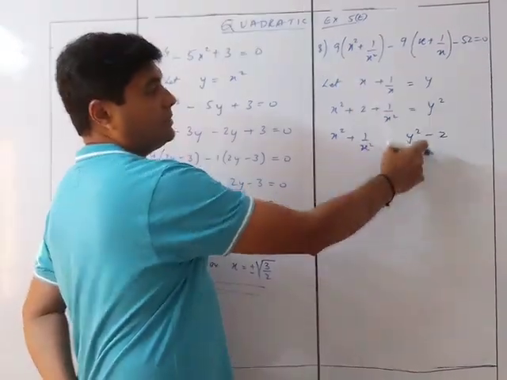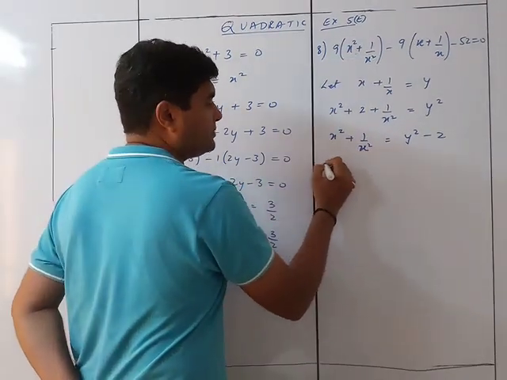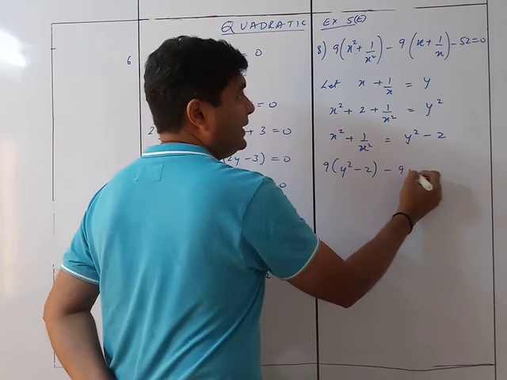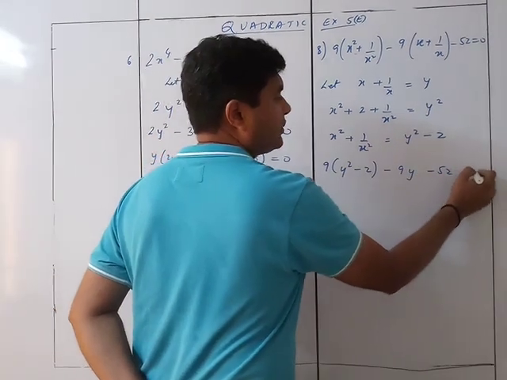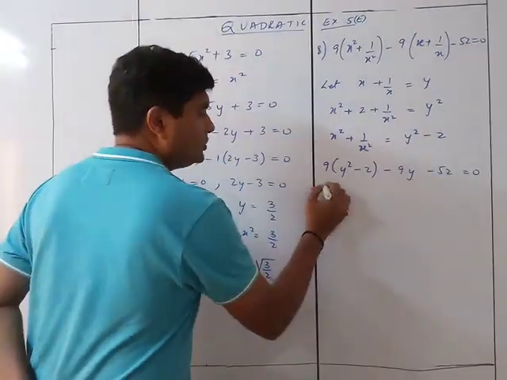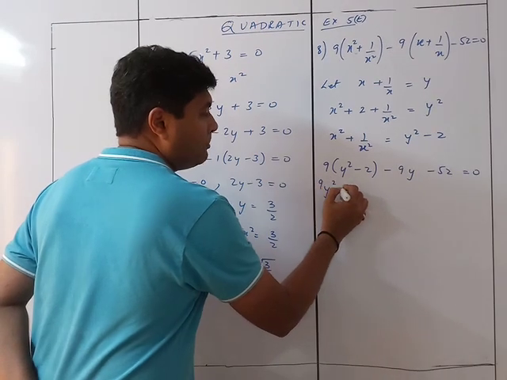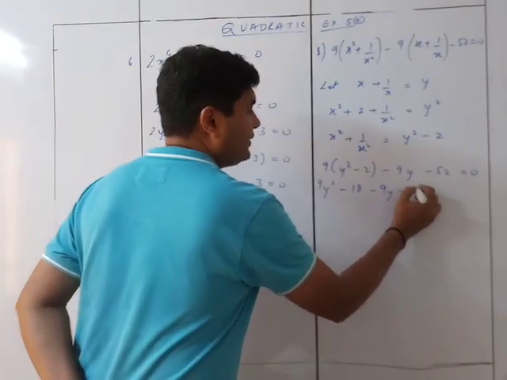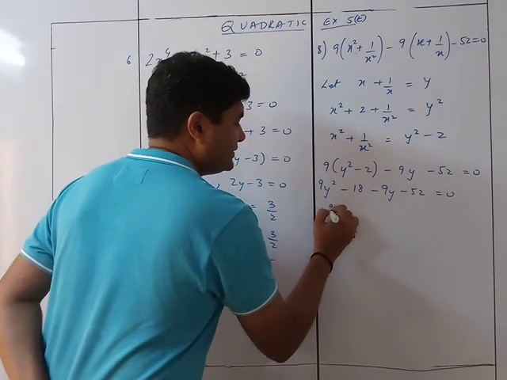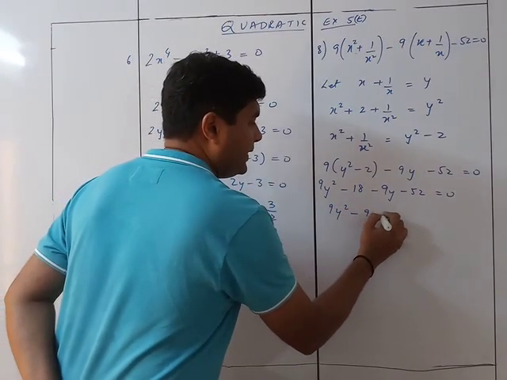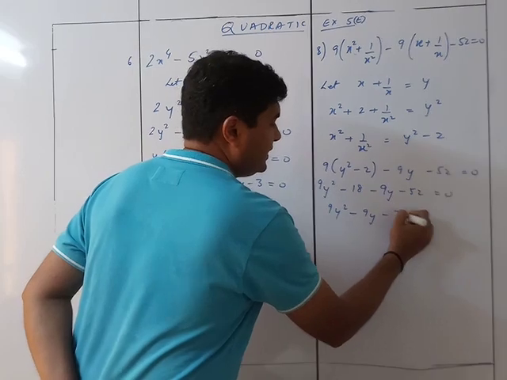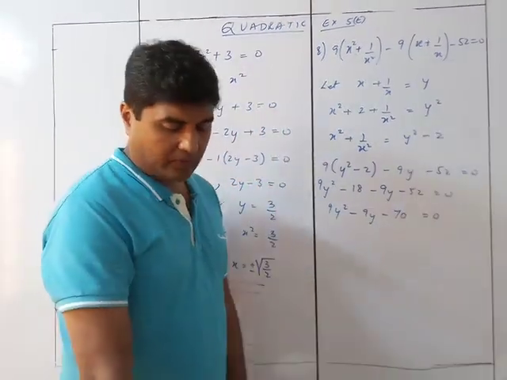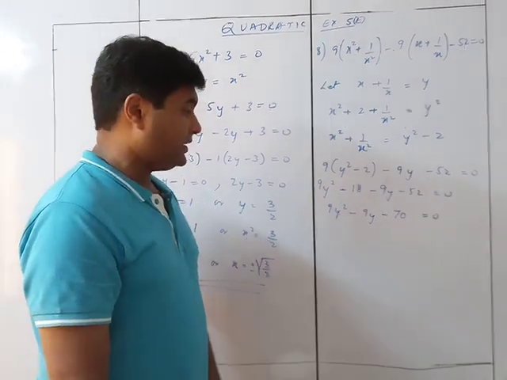So this is nothing but y square minus 2. So the equation becomes 9 into y square minus 2, minus 9y minus 52 is equal to 0. So 9y square minus 18 minus 9y minus 52 is equal to 0. So it is 9y square minus 9y minus 70 is equal to 0. Is it clear? Now when you do this, you get the splitting over here.